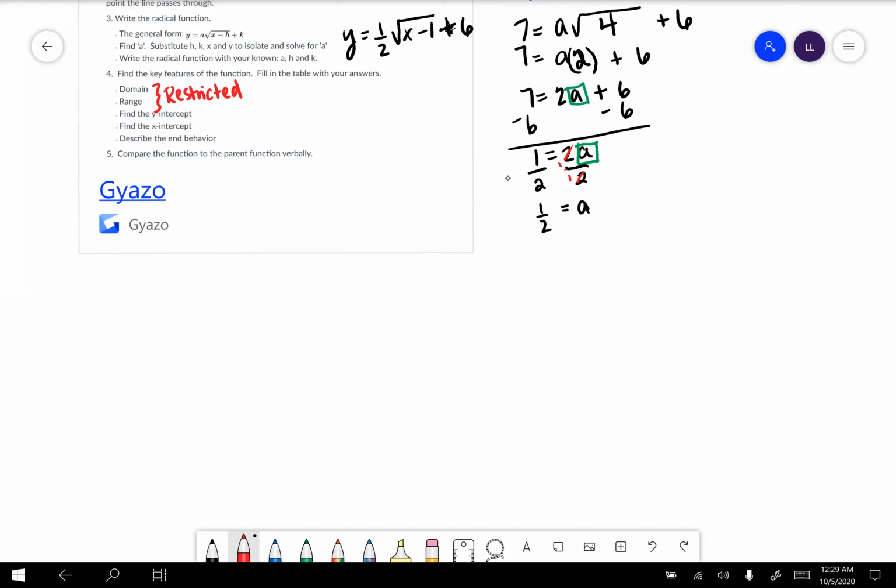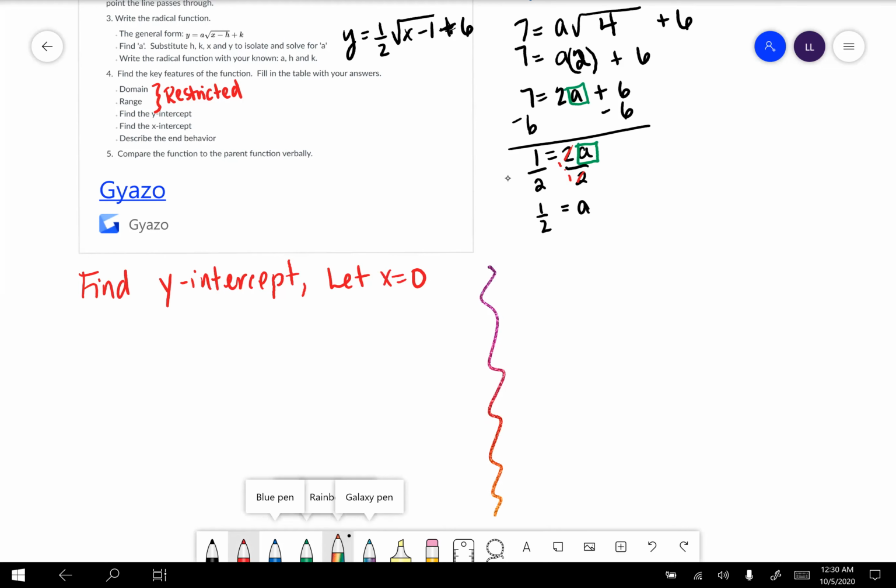All right, so now let's go find our x and y intercepts. So to find the y-intercept, remember where the line crosses the y-axis, we are going to let x equal 0. And then to find the x-intercept, we are going to let y equal 0. And you see that's the difference between the two, right?